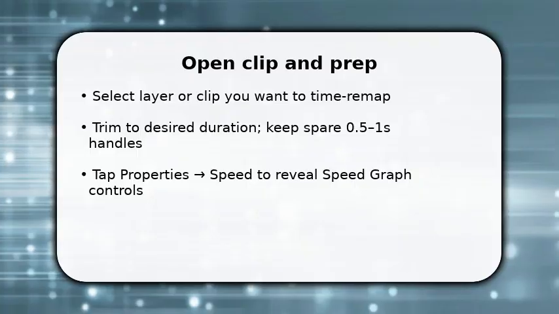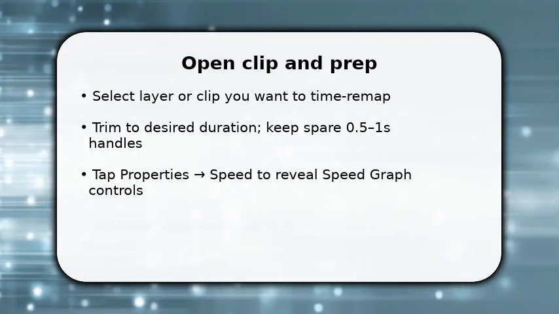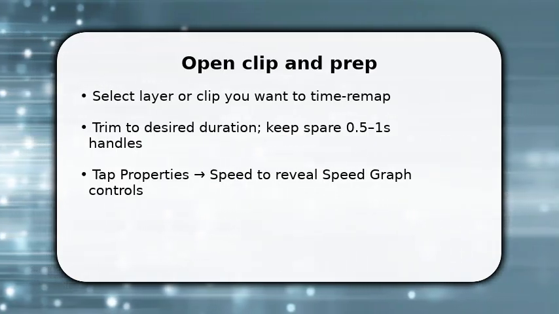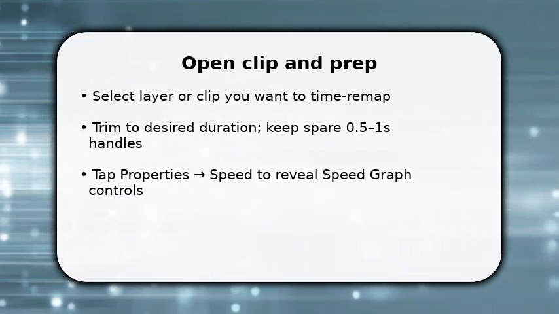Enjoy the video. You start by selecting the exact clip layer and trimming tight, but leave about 0.5 to 1-second handles so motion eases. Once done, tap Properties and choose Speed to open the speed graph.